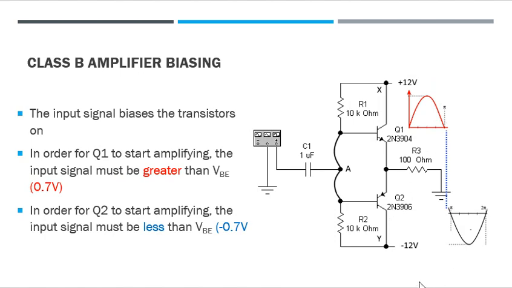Class B amplifier biasing. The input signal biases the transistors on. So in order for Q1 to start conducting, the input signal must be greater than the base emitter voltage, which is 0.7 volts. In order for Q2 to conduct, the input signal must be greater than minus 0.7 volts on the base of Q2.